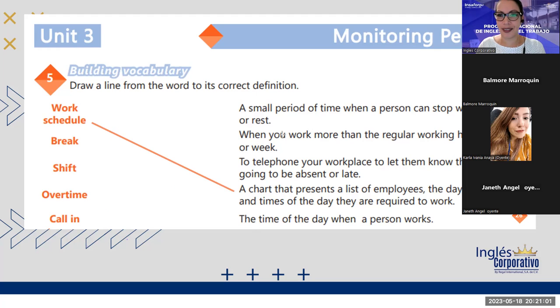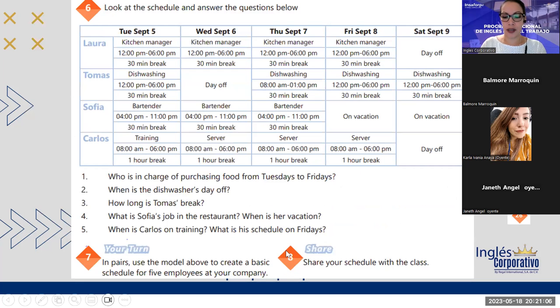Let me close here. It is stuck. Okay, yes. Well, in this exercise, we have a schedule, and we have four employees: Laura, Thomas, Sofia, and Carlos. And then we have from Tuesday to Saturday. So they work from Tuesday to Saturday.